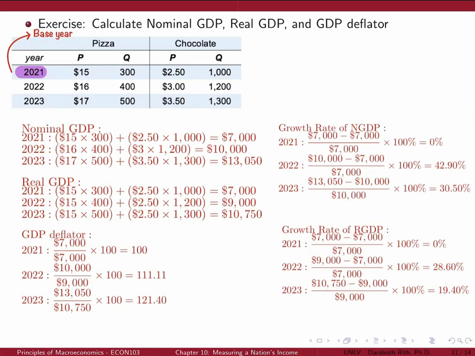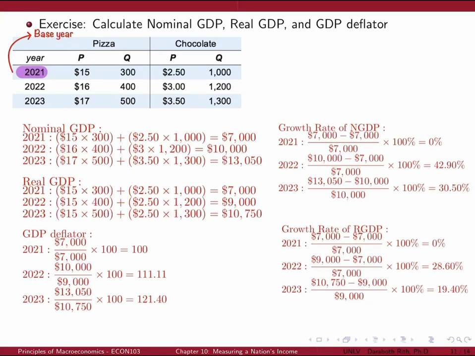Step 2. Calculating real GDP. Real GDP is calculated using the prices from the base year, 2021. For year 2021, price of a pizza $15, quantity of pizzas 300, price of a chocolate $2.50, quantity of chocolates 1,000. Real GDP, so you take $15 times 300 plus $2.50 times 1,000. That equals $7,000. Note that for 2021, real GDP equals nominal GDP because we use the base year prices.